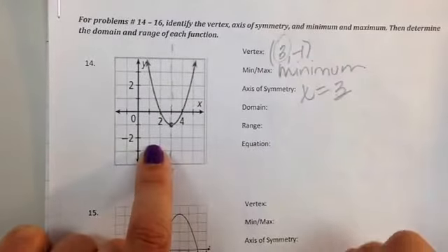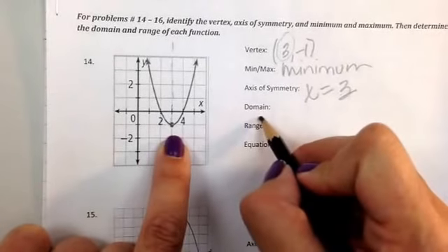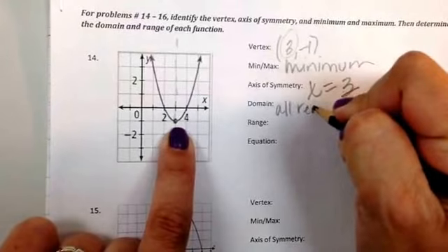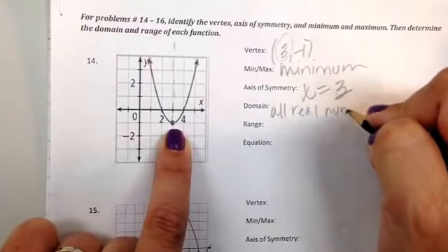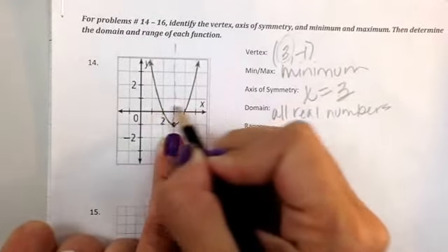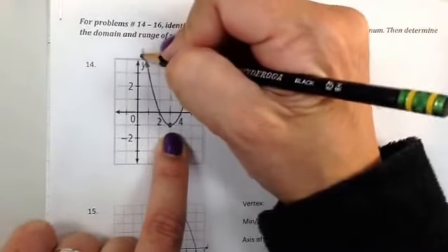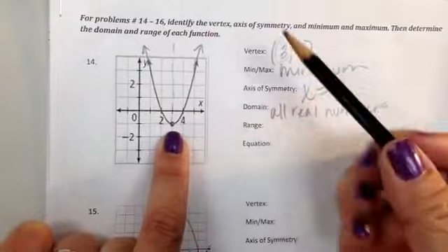And then the next thing that I'm going to do is look at the domain. The domain is the x values that make sense in this situation. In this case, it's going to be all real numbers. Everywhere I go on the x-axis, I will be able to find a corresponding y point. And that's because my parabola does go on in both directions.